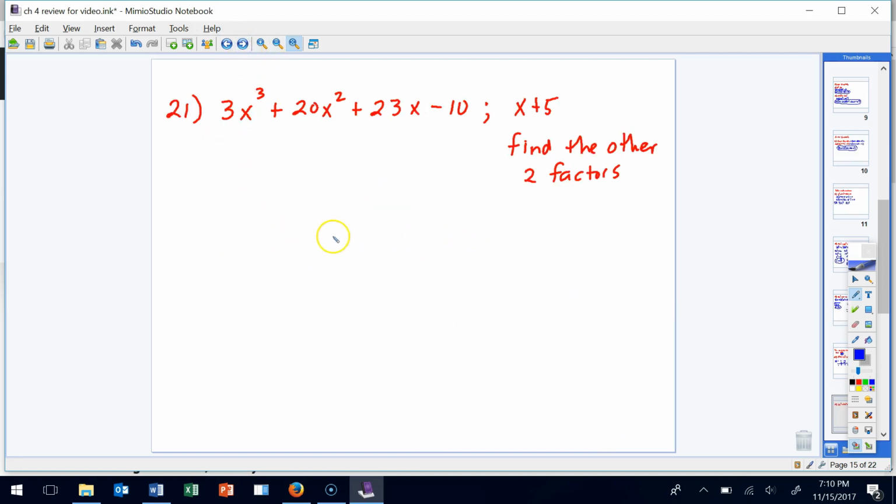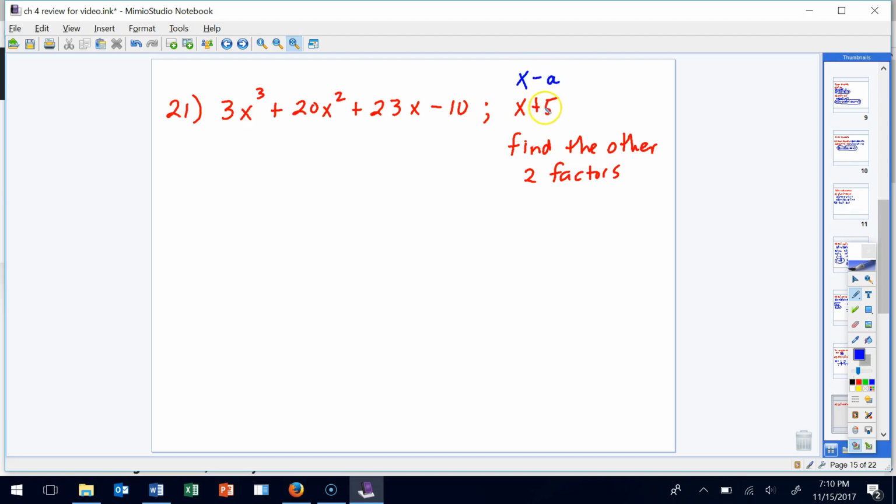Okay, 21. If we know that x plus 5 is one of the factors, then what are the other two? There should be a total of 3. Well, we're going to use synthetic division. Remember, with synthetic division, we're dividing by some binomial x minus some number a or n.